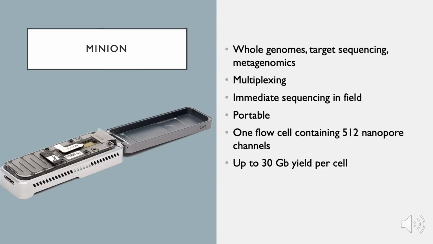The MinION is a portable device ideal for sequencing whole genomes of medium size, target sequencing, and metagenomics. As the flow cells hold more channels, it can also be used for multiplexing versus single sequencing if using Flongle. As when used with Flongle, MinION is portable and can be used for in-field sequencing. MinION data can be read by plugging the device into a laptop. MinION contains one flow cell that can provide up to 30 gigabases of data per cell.